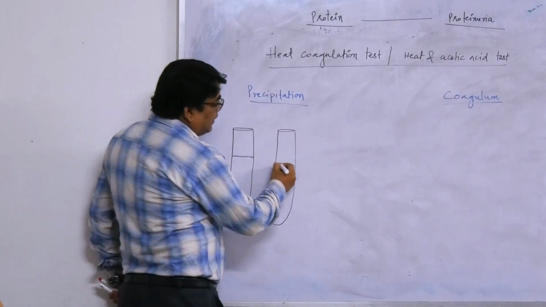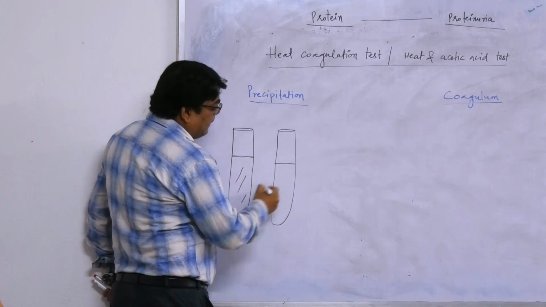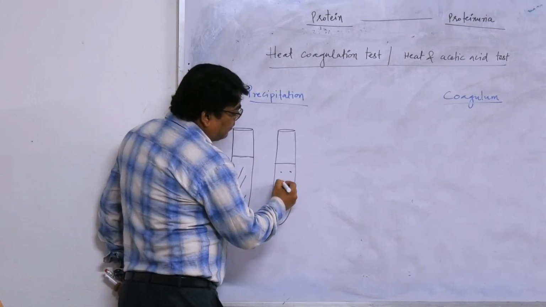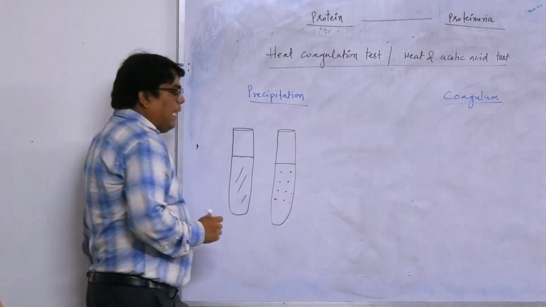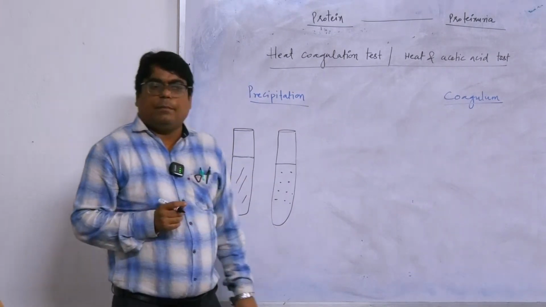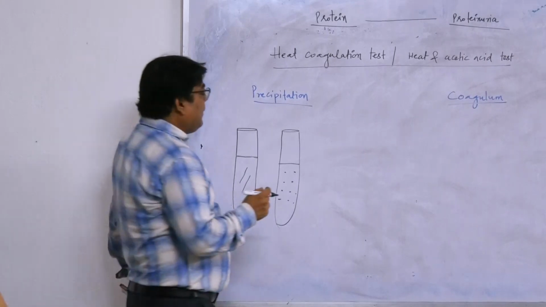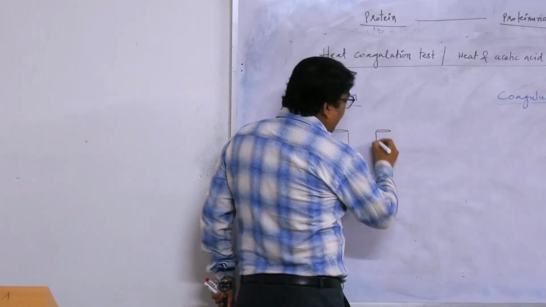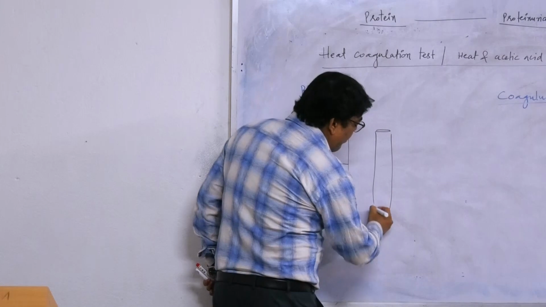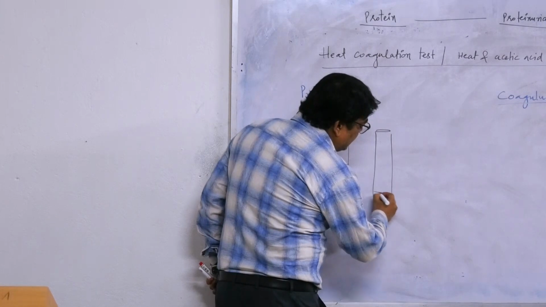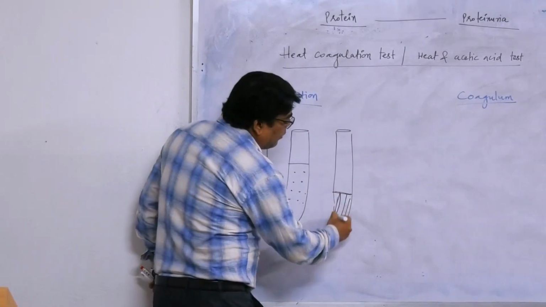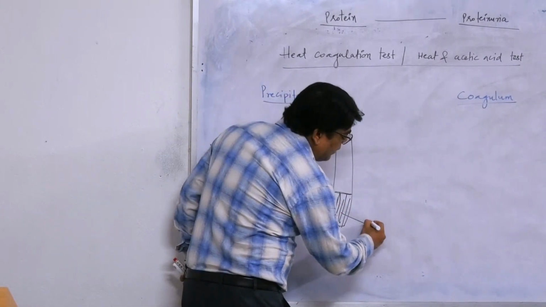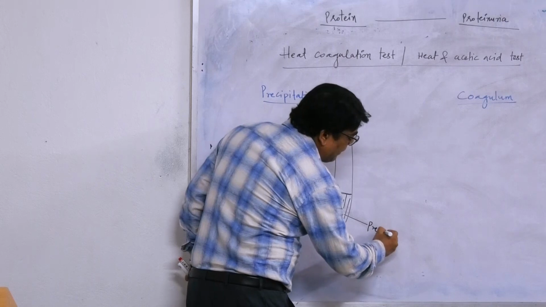This is our protein solution, and protein is present generally here. Any substances which can change the medium of the solution, what happens here? The molecules can settle down at the bottom. These molecules settling down at the bottom by changing of the pH is known as precipitate.